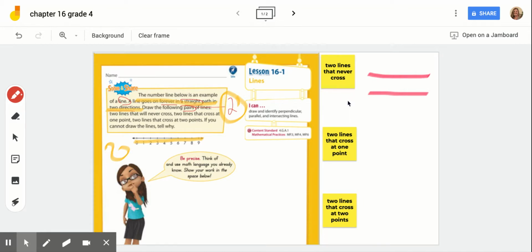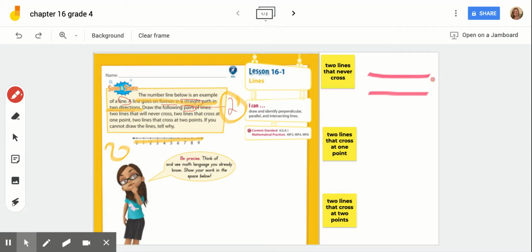Sorry, I got a little tickle. Starts with a P. Do we know what it's called when 2 lines never cross? Oh, parallel. Oh my goodness. All right. I'm not going to write that because it's not coming out good, but they're parallel lines.